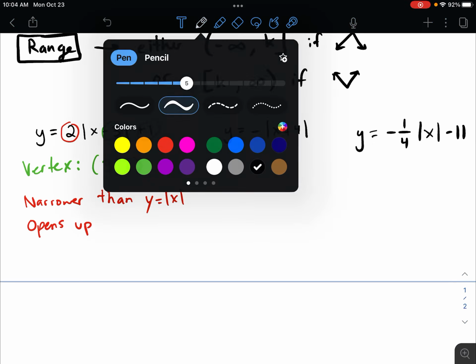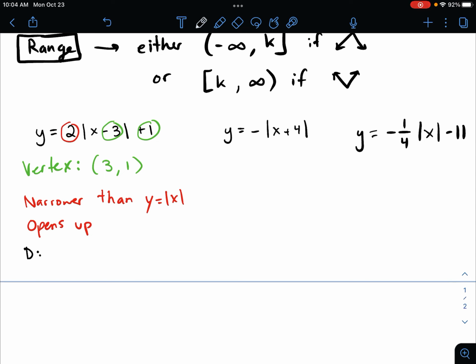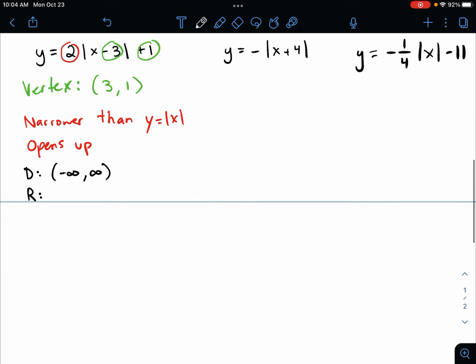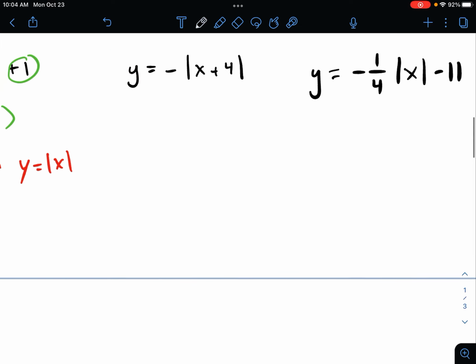And then we can think about the domain and the range. All right, my domain we know is always going to be from negative to positive infinity, all real numbers. And my range, we have to think about this now, right? If I think about what we just said about the graph, we know it opens up, and we know the vertex is at (3, 1). So we know that the lowest value for the range is at 1, and it will go upwards forever to positive infinity. All right, let's try the next one.